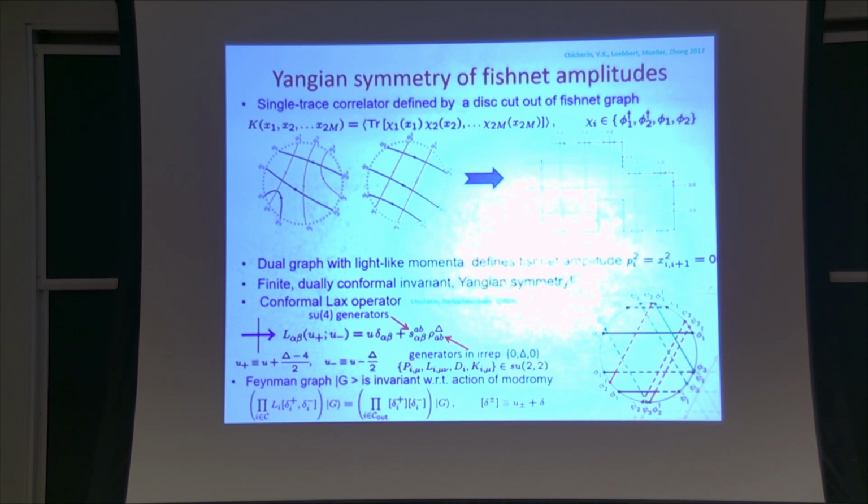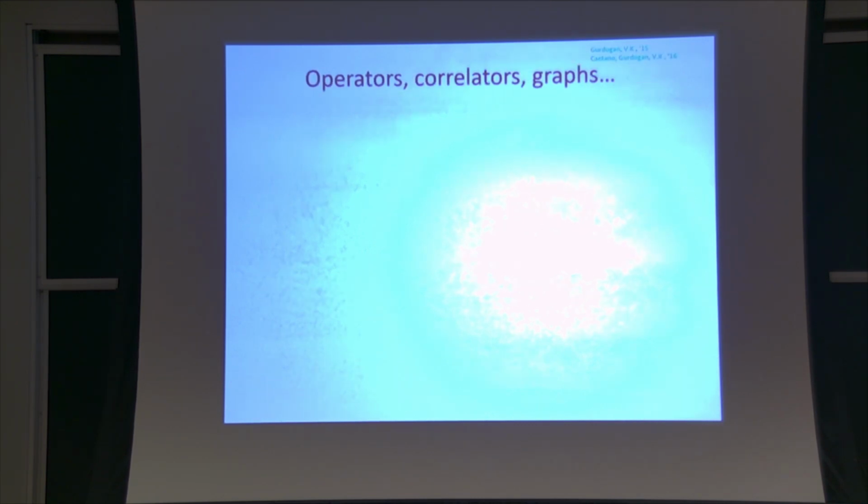Now next, operators, correlators, and the related graphs. So the most general local operators in this biscalar Fishnet theory are of this type. You mix up phi1, phi2, phi1 bar, phi2 bar. Sorry, that was just derivatives, SU(2,2). I apologize. That was just the usual SU(2,2) bosonic Yangian.